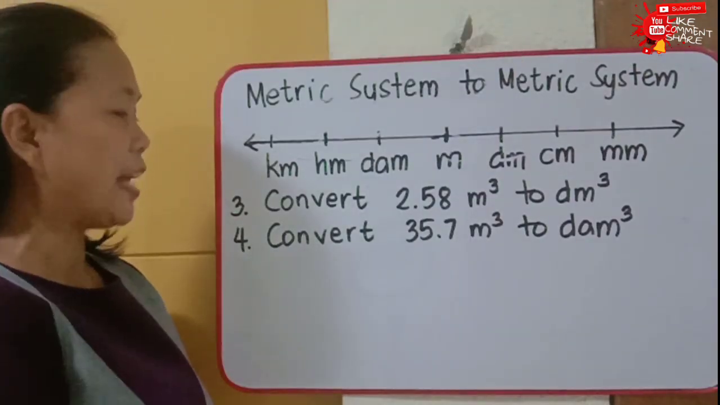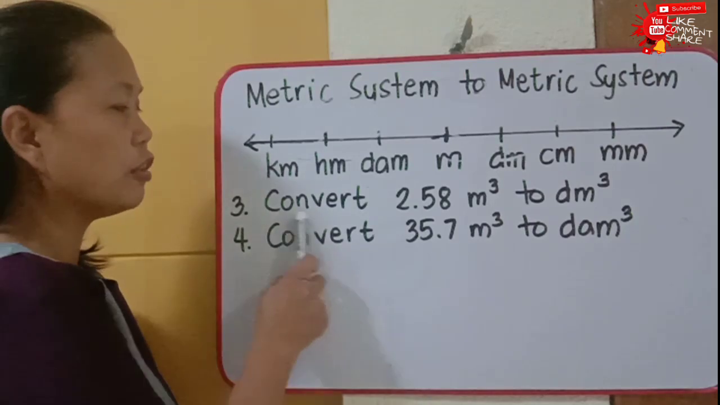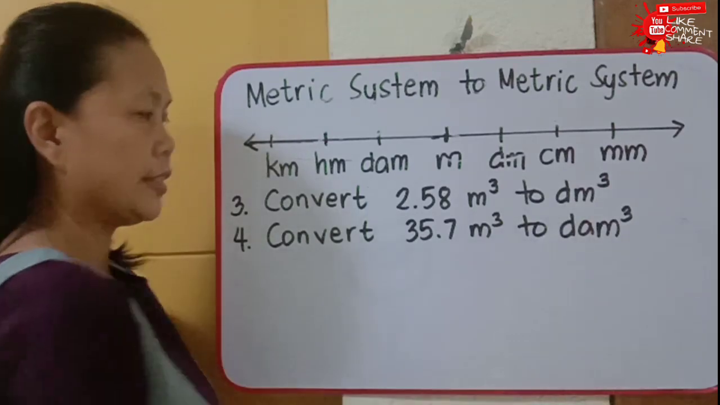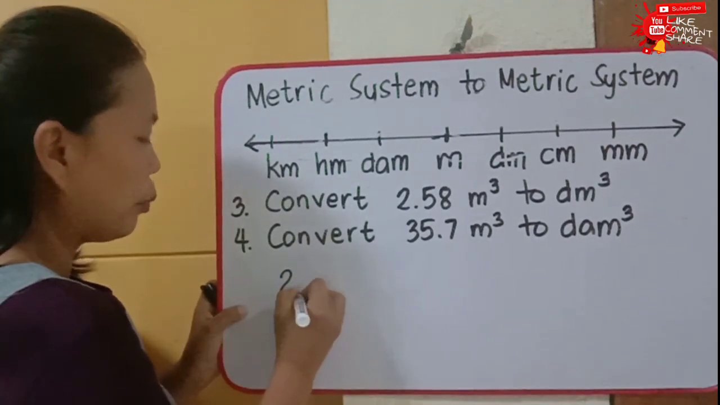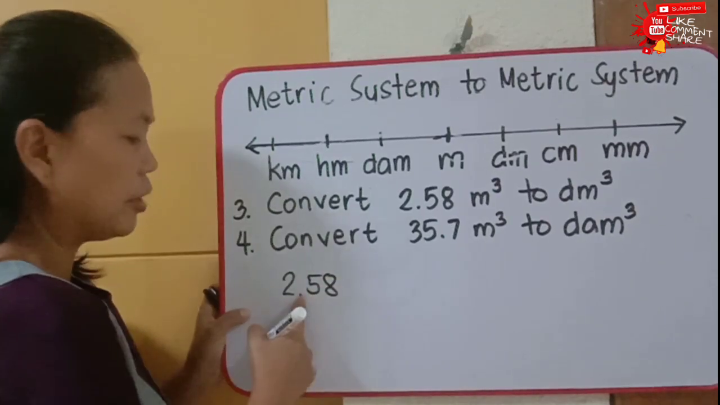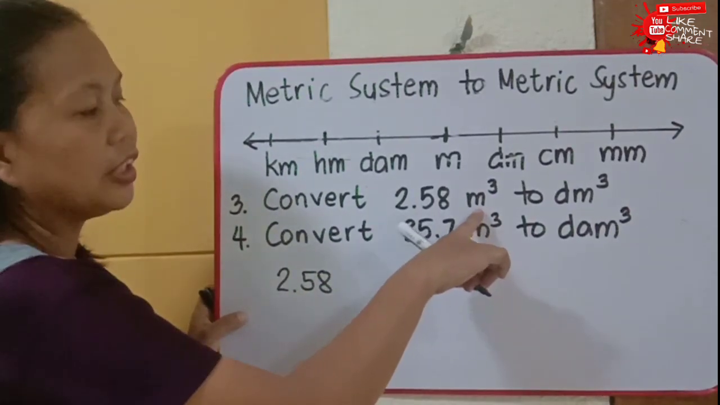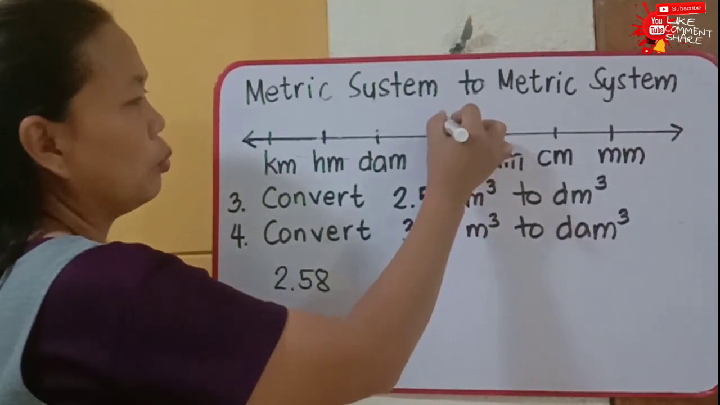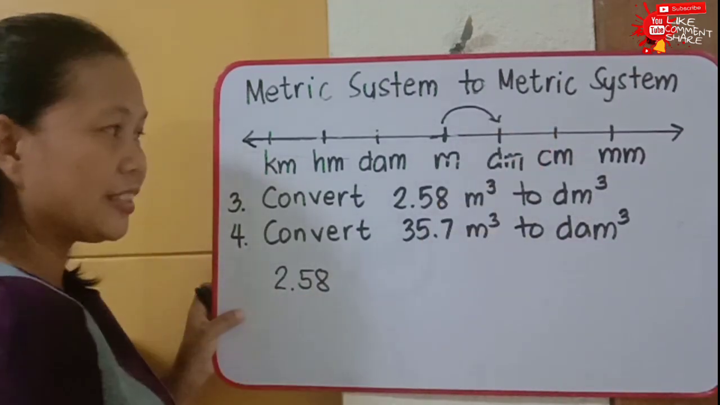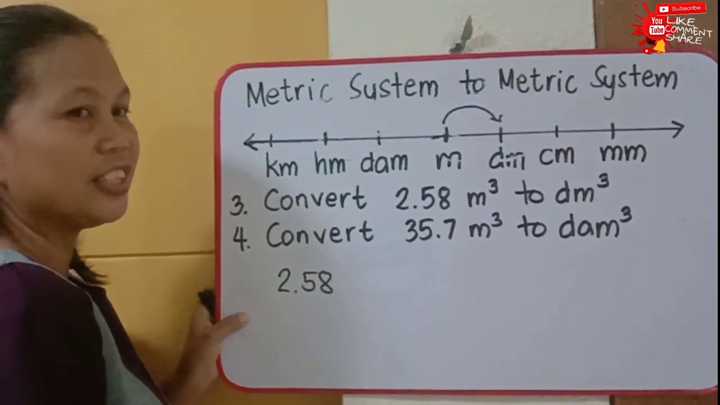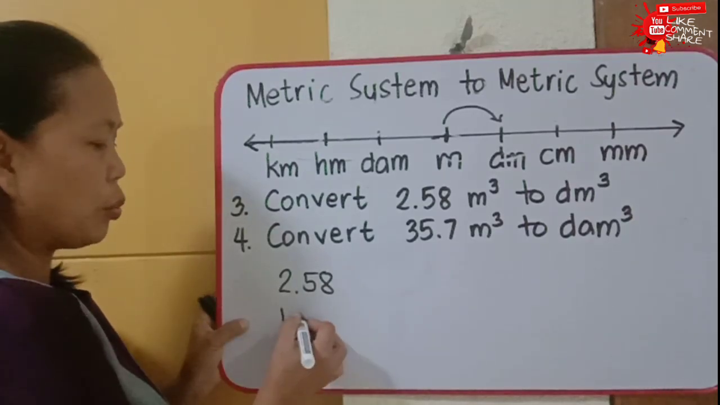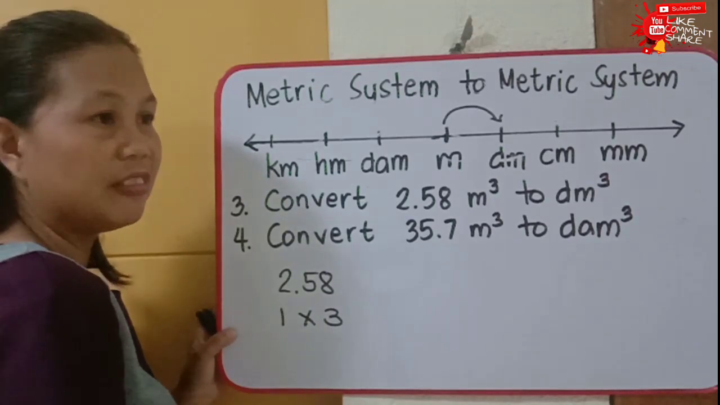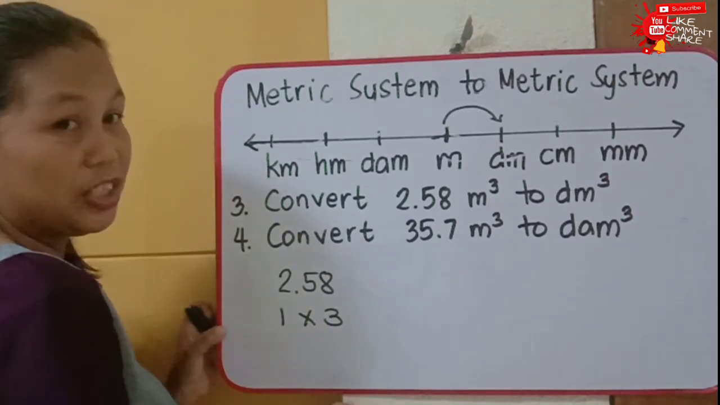Now let us have our example number 3. So we have to convert 2.58 cubic meter to cubic decimeter. So we have here 2.58. We already have the decimal point here. So let us count the number of spaces from meter to decimeter. Okay, so we have 1. So we only have 1 space, and the direction is to the right. But since we have 1 space, we need to multiply it by 3 again, as a reminder, because we are dealing with volume, a 3-dimensional figure.